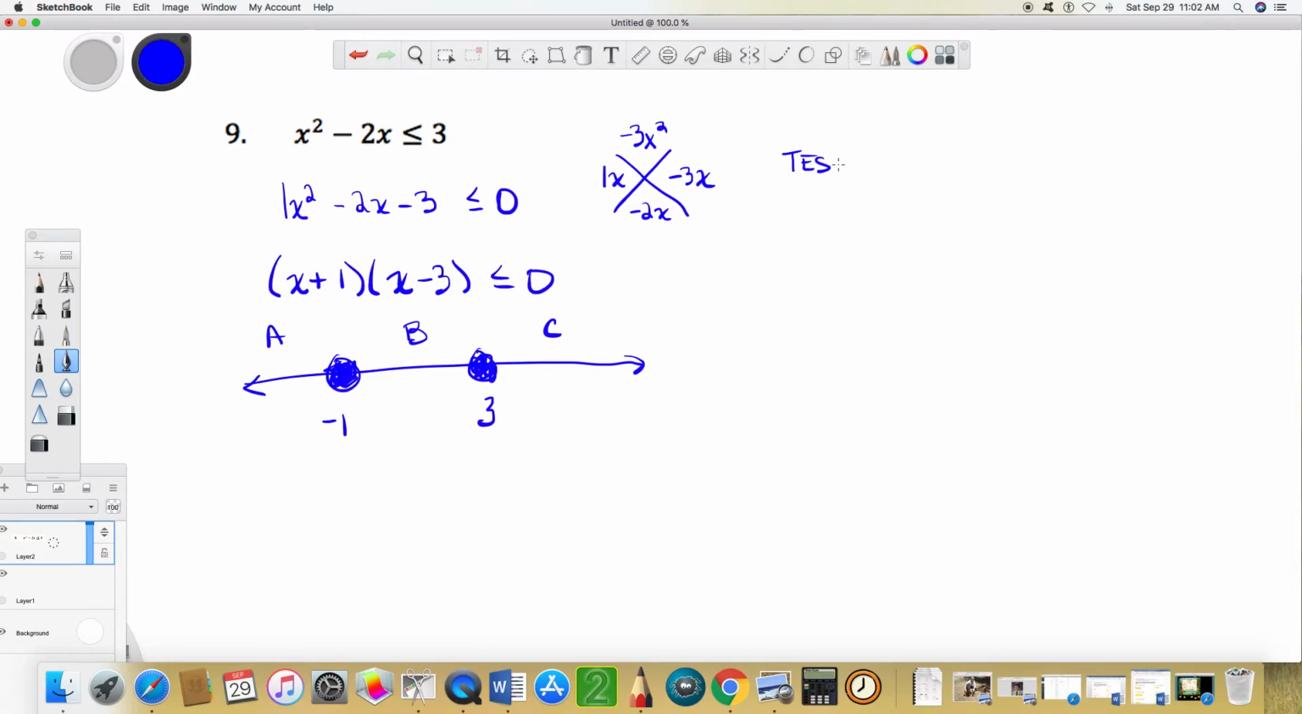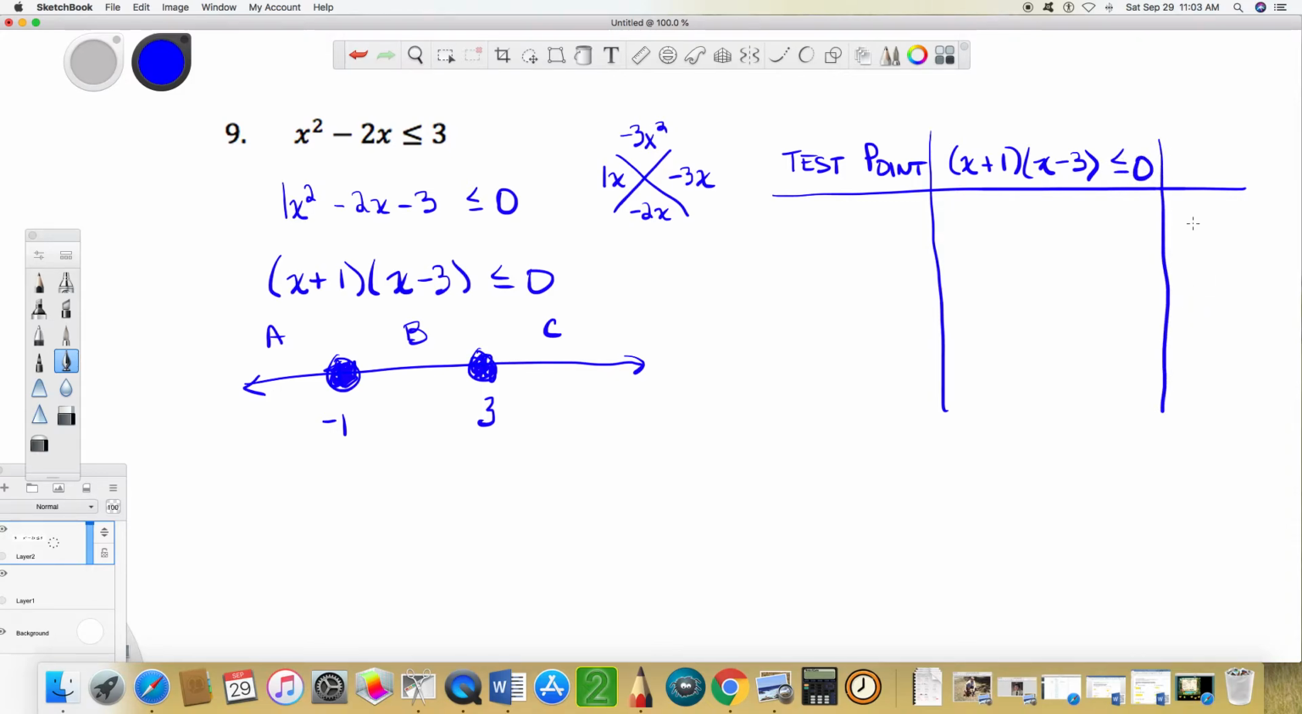So let's proceed by creating a table. We'll have one column that we call our test point. We'll have a middle column that I'm going to write the factored form. You can write the original inequality if you'd like. Most of the time the arithmetic for me is easier to look at it in factored form. The last column I'm going to call my truth column.